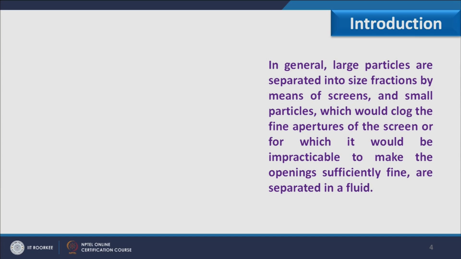So, in general, large particles are separated into size fractions by means of screens, and small particles which would clog the fine apertures of the screen, or for which it would be impracticable to make the opening sufficiently fine, are separated in a fluid. So, the main point over here is that when we have to separate the particles through a fluid, we can handle fine particles in this method.